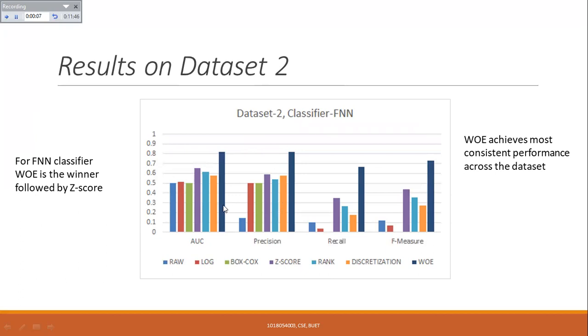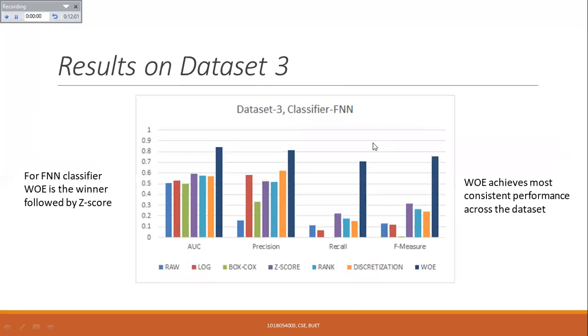On the data set 2, we observe that weight of evidence is the winner, and second winner is the zero score. For each AUC, precision, recall, and F measure, this bar set is for classifier FNN. For the data set 3, we also observe the same result pattern. Here, winner is the weight of evidence, and second winner is the zero score.